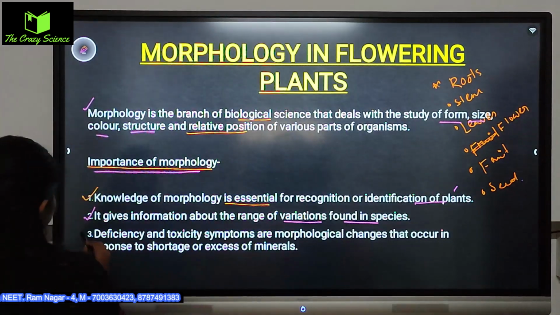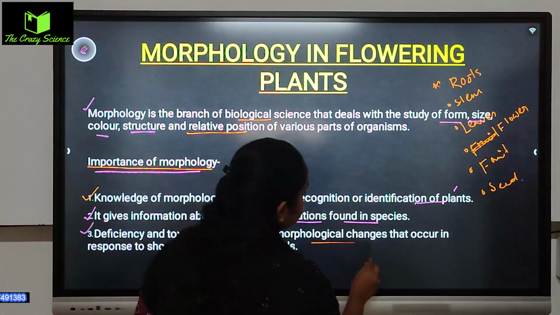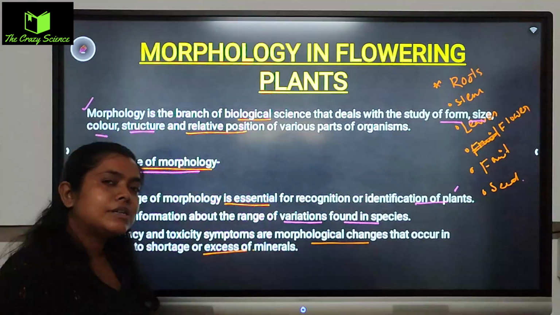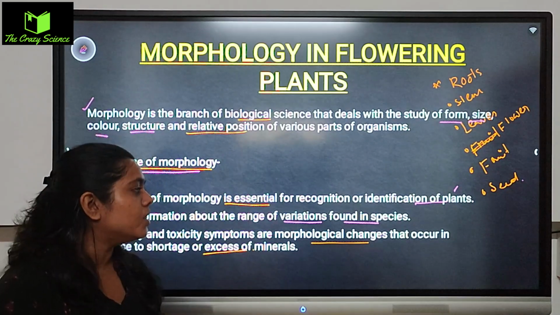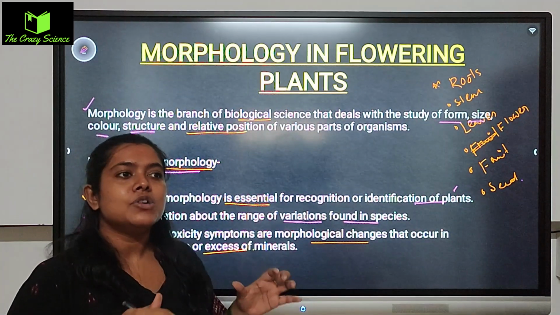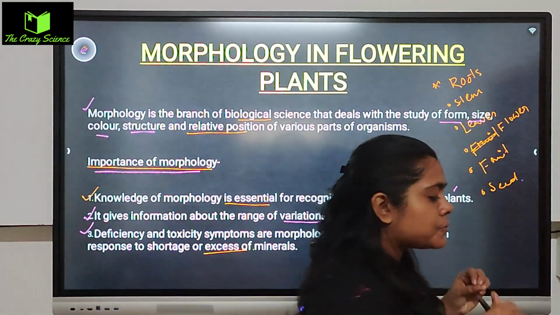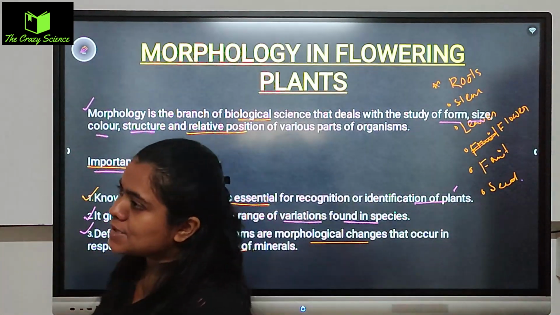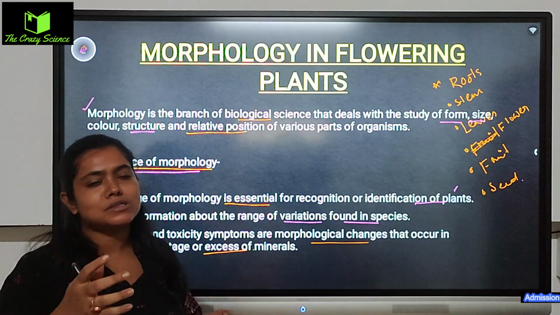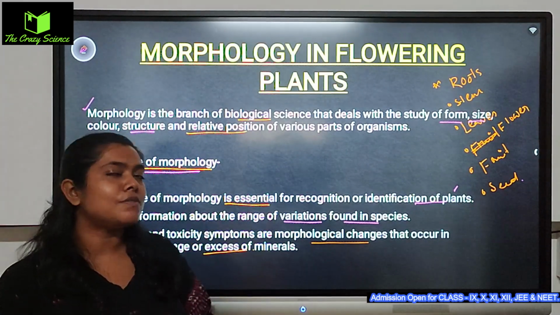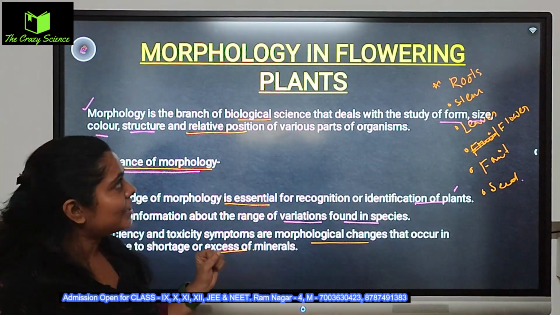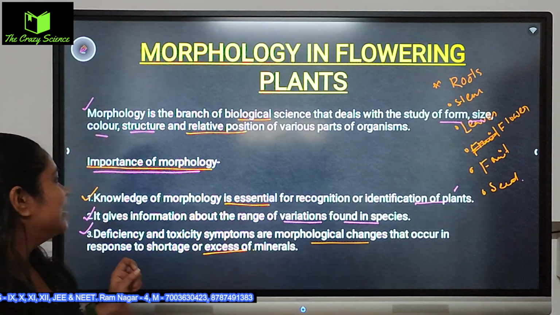Okay, deficiency and the toxicity. Symptoms are morphological changes that occur in response to shortage or excess of minerals. So there could be a deficiency of minerals, or toxicity may happen. In response, a plant may have short height, different diseases may occur, and excess minerals may also occur. To properly identify and understand each and every disease, deficiency, assessment, recognition, information and variation, the morphology is required. Okay, the morphology in the flowering plant on that note is very required. So these were the importance.